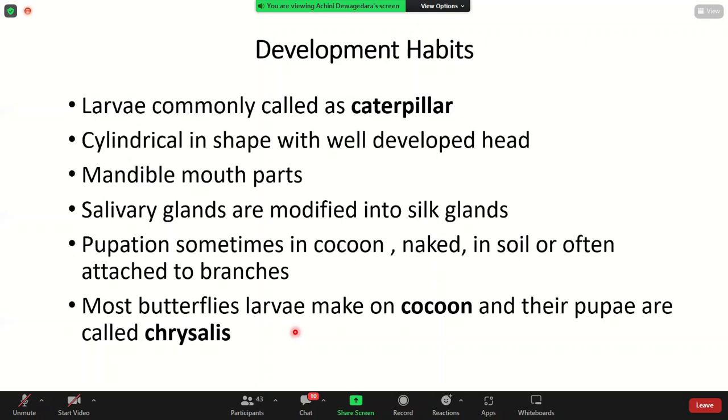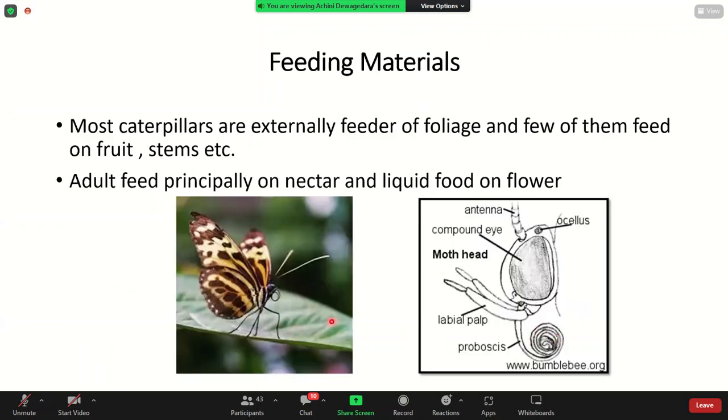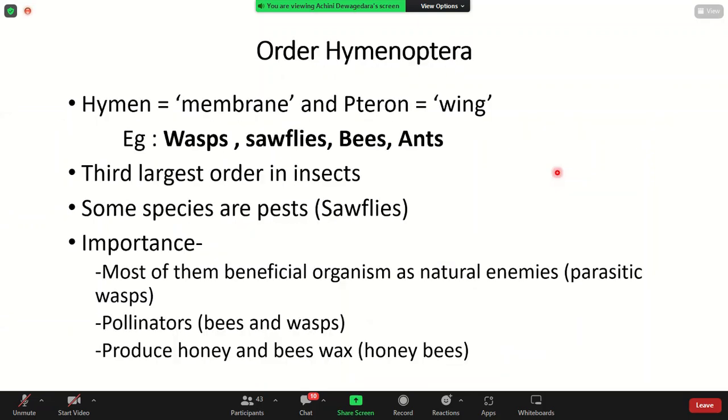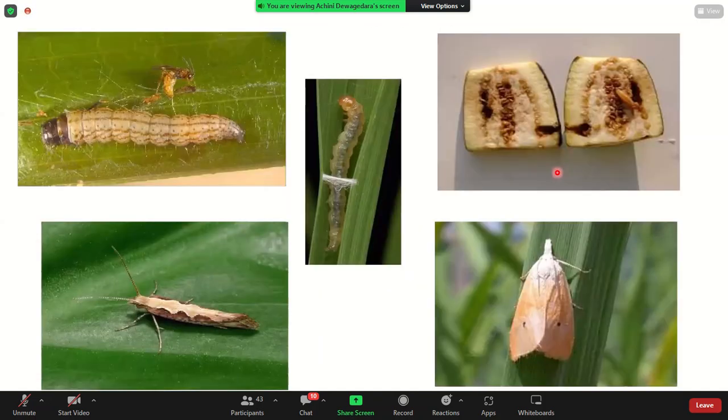And yeah, so this is the proboscis. This is when it is not in use. It is coiled under the head, right? So caterpillars depend on the leaves. They consume the plant tissues, and adults generally feed on nectar and liquid food. They do not have these chewing mouth parts. Okay, that's about the order Lepidoptera.